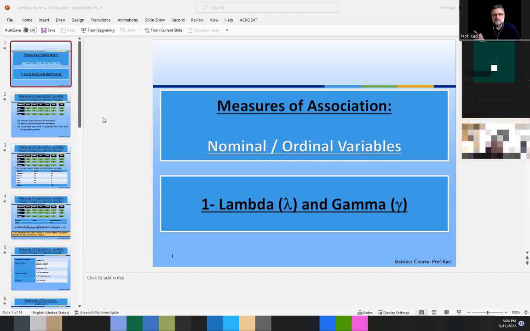So normally we would go on and do frequency tables, but with frequency we can just describe. We cannot really test the significance of the dependence or independence of these variables. So how do we go about this? What is the association between categorical variables? So categorical variables are nominal and ordinal variables, as you know. So we're going to talk about first measures of association and then the chi-square test.